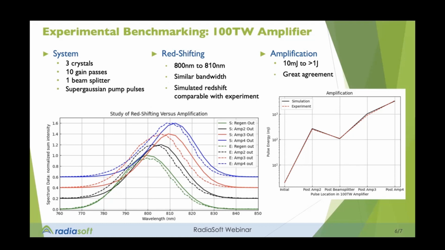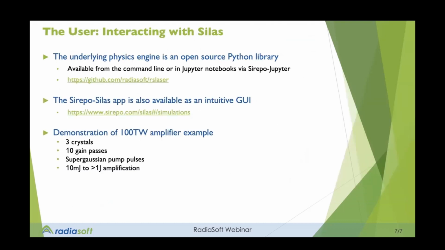These are excellent results, but let's stop looking at plots and slides and go look at the GUI itself. So for the user, how can you interact with Silas? The underlying physics engine is an open source Python library for those who are interested. And then there is the intuitive GUI online that I'm about to show you. And we'll be modeling the exact experimental setup that we were just discussing.